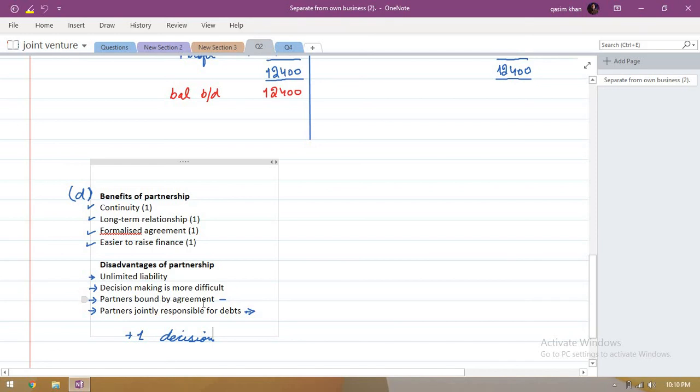Partners are bound by agreement. All the partners in the partnership are bound by the partnership agreement. They have to follow that agreement. Partners are jointly responsible for the debts. All the partners will be responsible for the debts of the partnership, no matter why the partnership has these debts. Maybe one of the partners has caused damage to some third party, but all the partners will be liable for that. And the last mark will be for your decision, whether they should enter into the partnership or not.